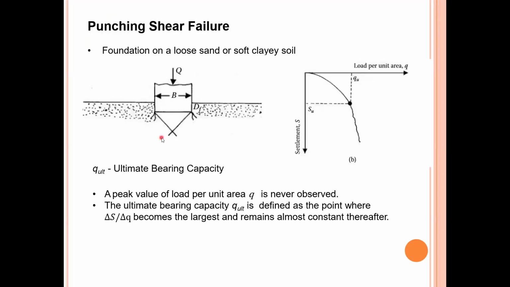Then the punching shear failure. The punching shear failure happens on loose sand or soft clay soil. Loose sand means, let's say you go to a site without doing any site improvements, you just start placing your concrete. Then punching shear failure may happen. There are no two failure loads like that, there's just one failure load which is much lower.